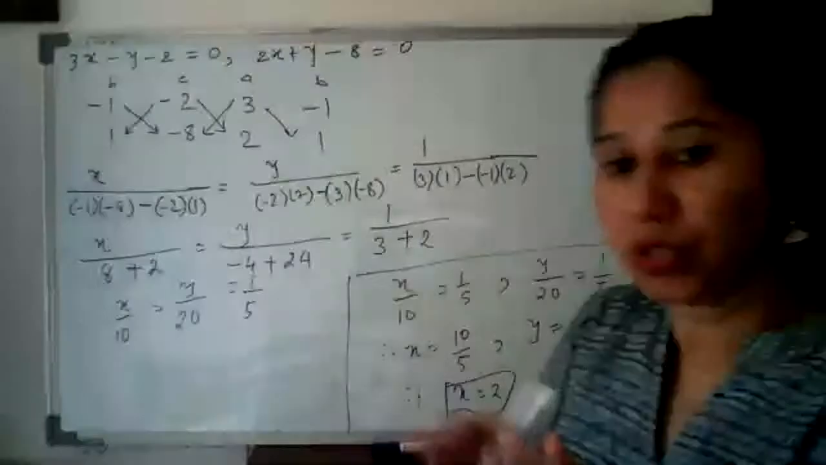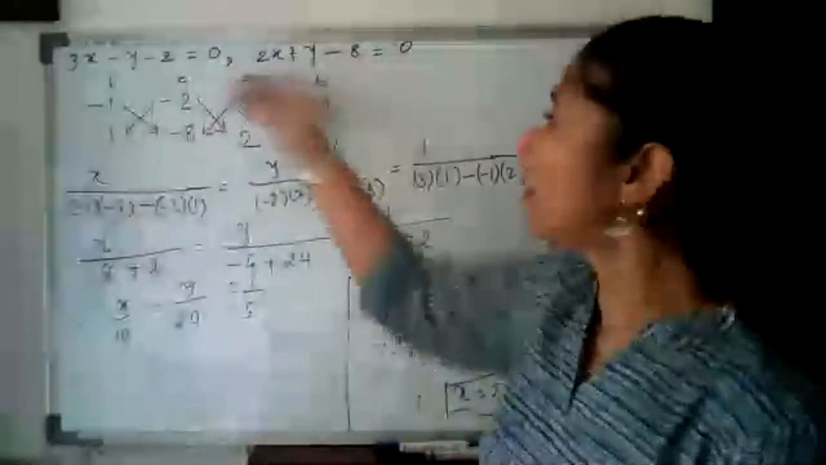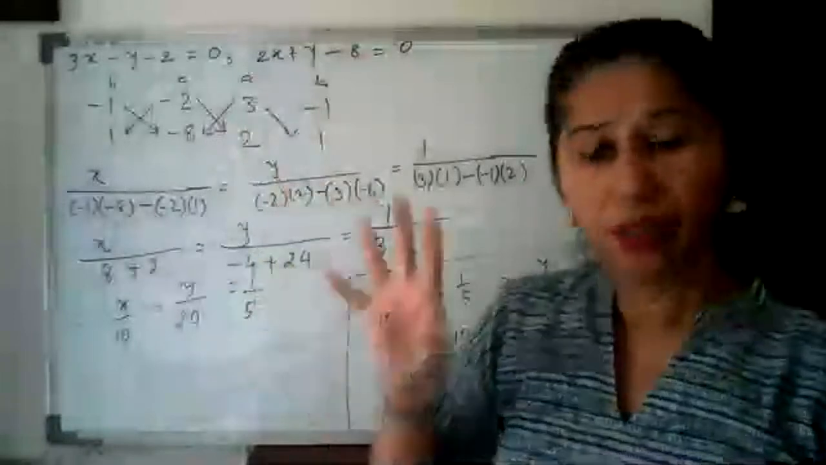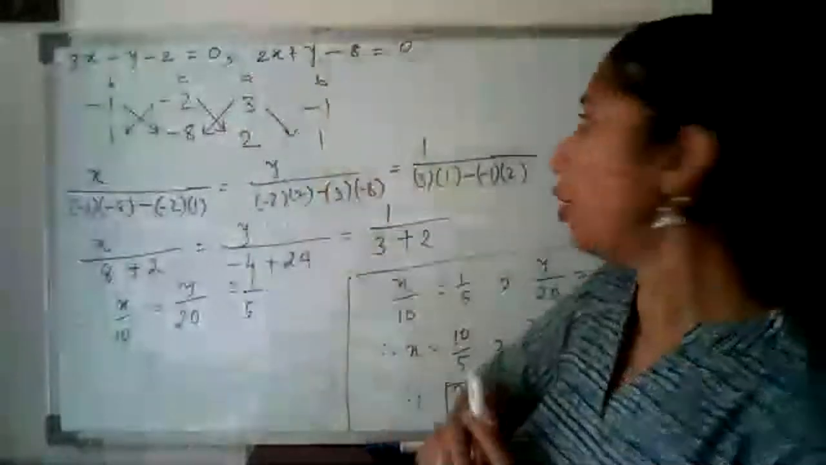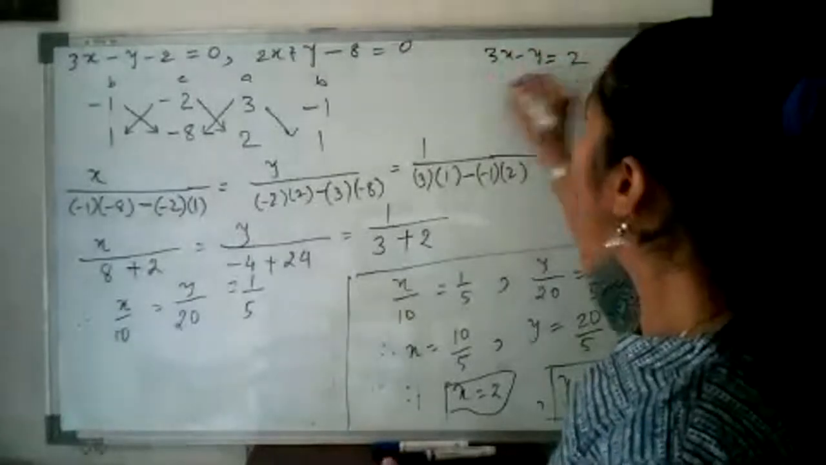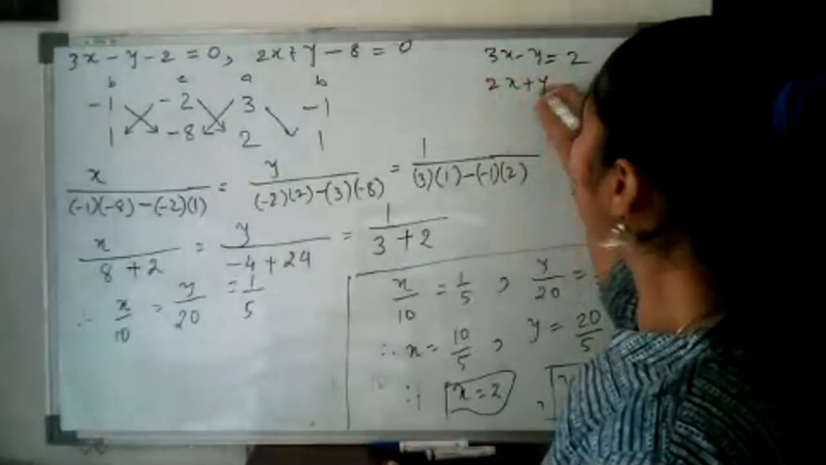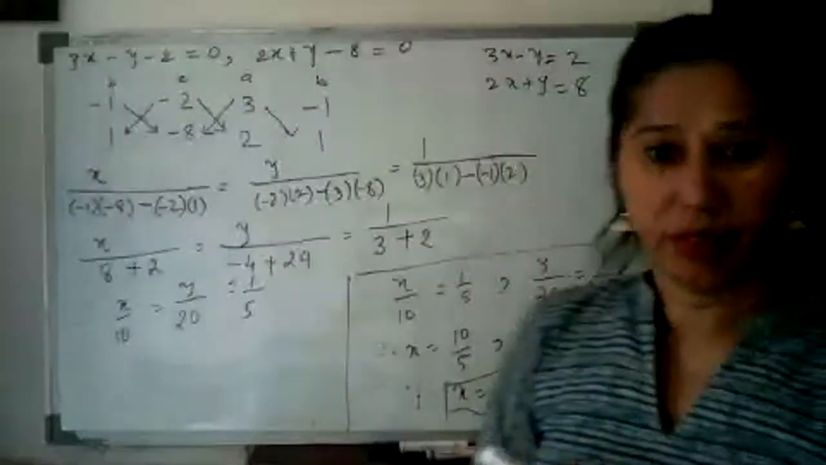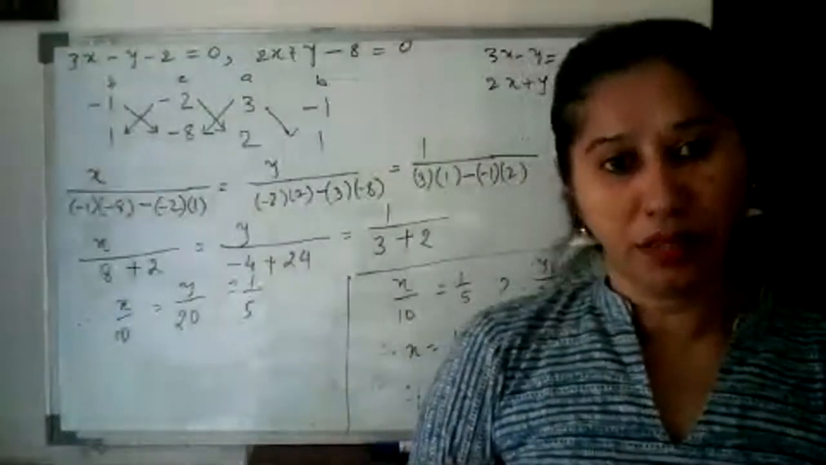Suppose the question is given, I'm just taking the example. Suppose these numbers are given in a very simple form here. Like you are given this question and you have to choose the method. The question is 3x minus y is equal to 2 and 2x plus y is equal to 8. Okay, this is the question given, and I have to select the method here.